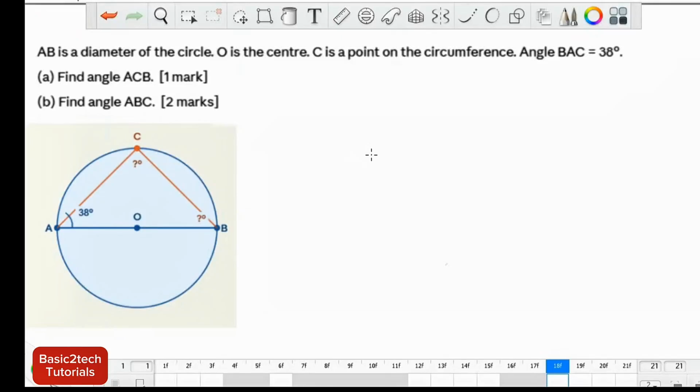3 marks, 1 theorem. Let's get every single one of them. CSEC Circle Theorem video 2. Let's go.